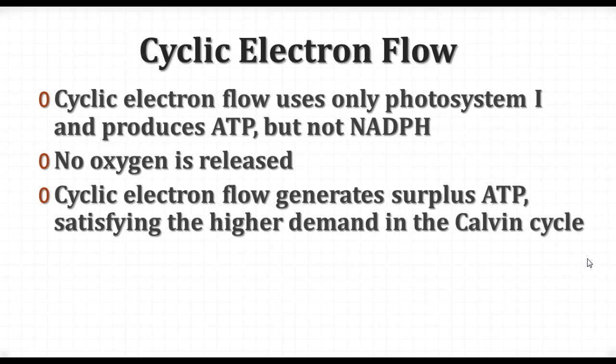Now in cyclic electron flow, this only involves photosystem 1. It produces ATP, but not NADPH. So it's going to make some extra ATP, and that's going to produce more ATP for the Calvin cycle, but it's not going to release oxygen.